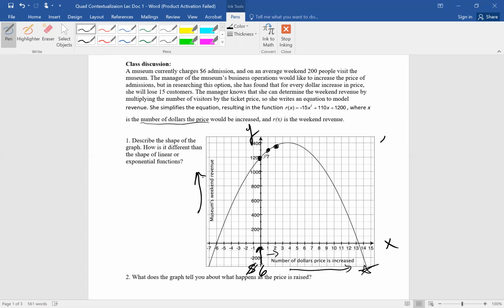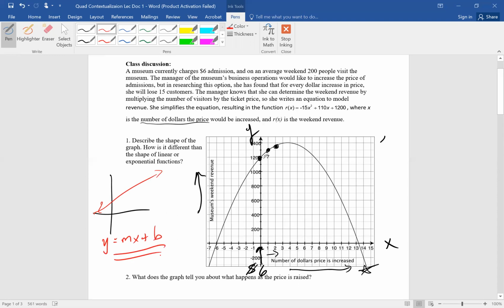How is it different than linear or exponential functions? And we haven't got to exponential functions yet, but linear functions, if you remember, have a constant average rate of change, and they're always a straight line. So an average rate of change is what defines a linear function. We got to start comparing these things. So that's a straight line.